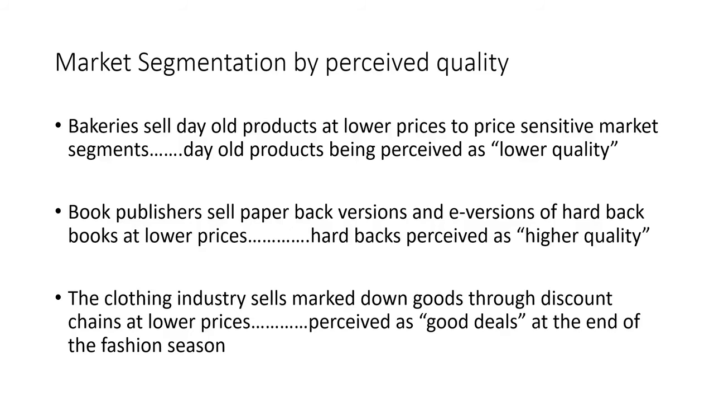The clothing industry sells marked down clothing goods through discount chains at lower prices. And these are perceived as good deals by consumers at the end of the fashion season, because at the end of the fashion season, these clothing goods now have a perceived lower quality. They're no longer the newest thing. The newest thing is going to come out next season. And so the manufacturers discount the goods, just like day-old baked goods, at the end of the fashion season in order to move out that inventory.